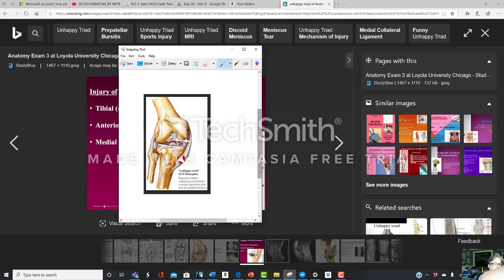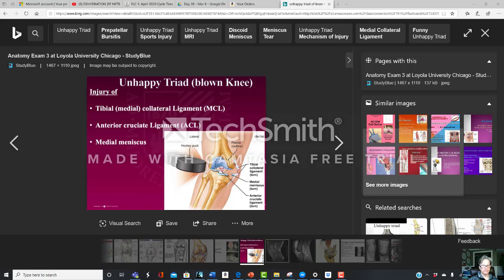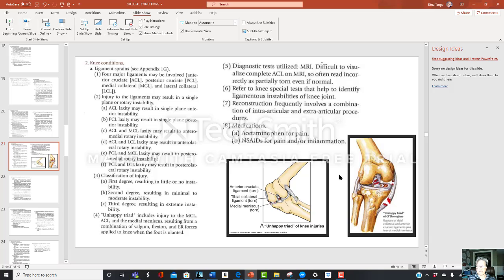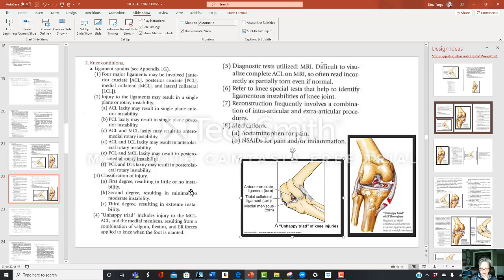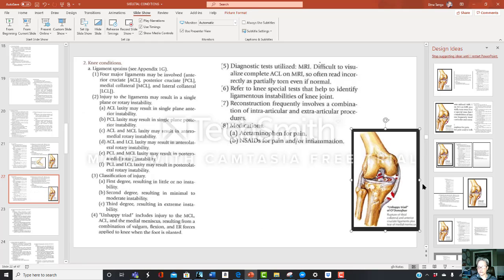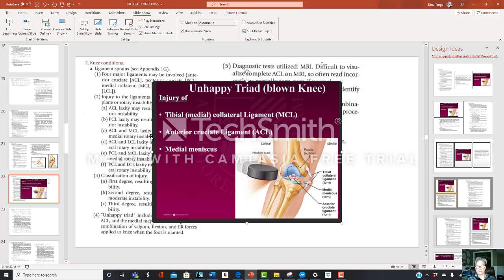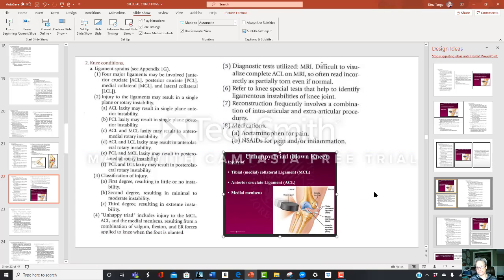I'm recording. Okay, so we'll put that in our PowerPoint. Let's go ahead and duplicate that slide, and we'll delete that one. I will add it: unhappy triad. I like that picture.